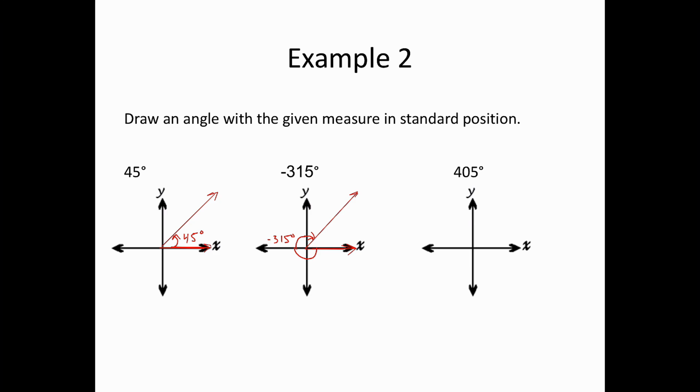405 degrees, positive direction. We're going to start off, as always, on the positive x-axis. There's our initial side. Positive 405 degrees. That means we're going to complete a full circle. Full circle, remember, 360 degrees. So we're going to complete a full circle, expanding our spiral. So we've gone 360 degrees. To get from 360 to 405 degrees, we got to go another 45 degrees. So it's going to be another halfway to the next axis. And there's our angle, 405 degrees.